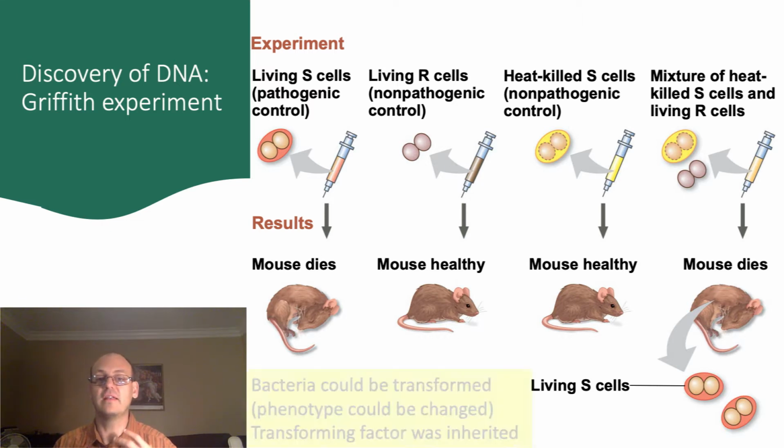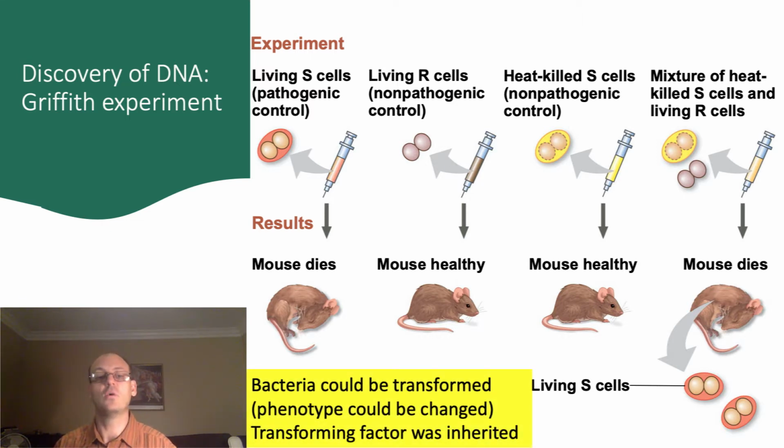Griffith concluded that something in the pathogenic cell was able to be transferred out and into the non-pathogenic cell to transform its phenotype from non-pathogenic to pathogenic. Furthermore, whatever was transforming the cells was able to be inherited.